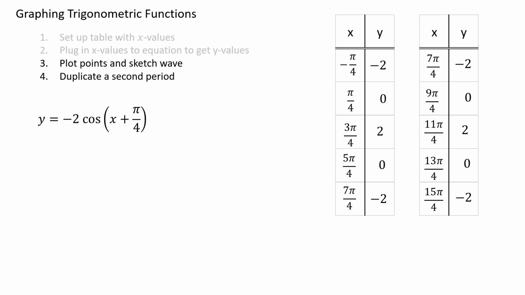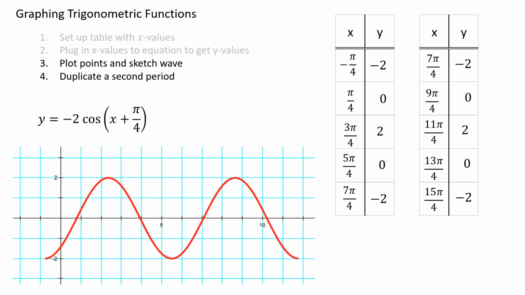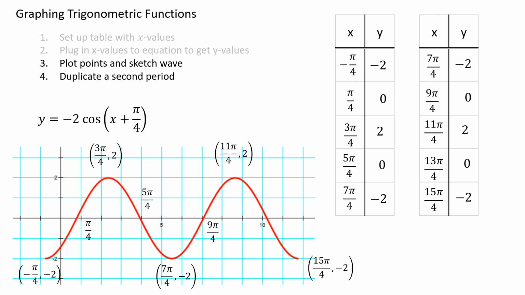Then you can plot all your points, sketch a wave, and duplicate that to make another wave. There's a lot of plotting that's not shown here, but remember, each one of these points can be plotted by figuring out the decimal equivalent of the x value and plotting accordingly. Once done, label all your points, and you're finished.